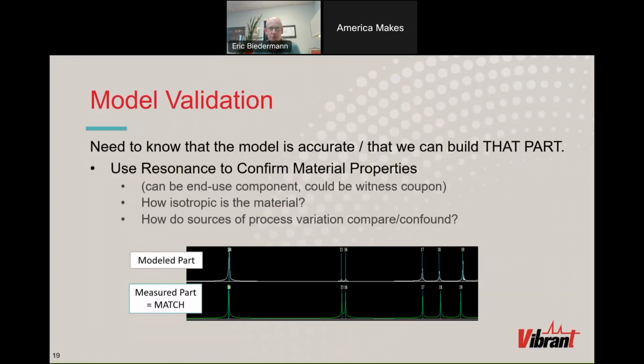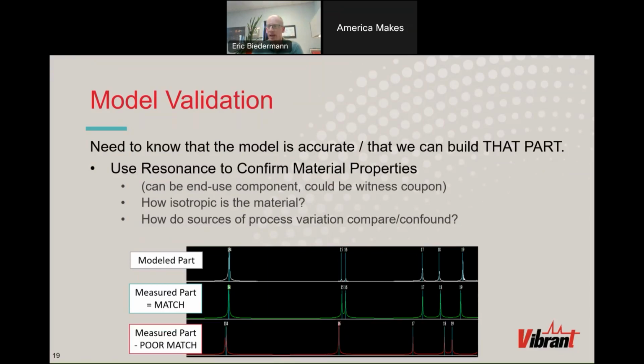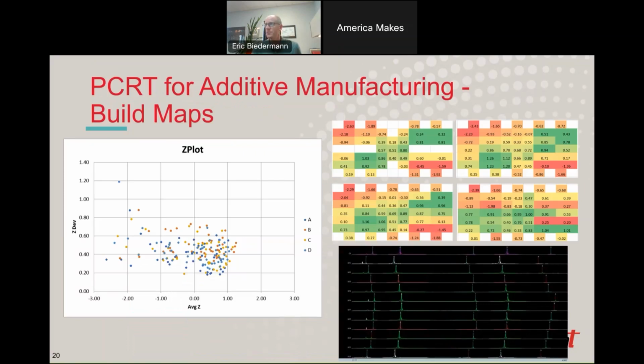We have the means to generate resonance spectrum from physics-based solid models that come from finite element methodology and add them to the PCRT software for direct comparison between the simulated resonance spectrum and the physical resonance spectrum. So this is an example of a comparison that has a good match. The model part and the measured part are very close to each other. In this case, we have a measured part that's a poor match for that original design intent. So that build may need some updates to its build process to more accurately reflect what you were originally intending to build. You can also use PCRT for a lot of different process qualifications.